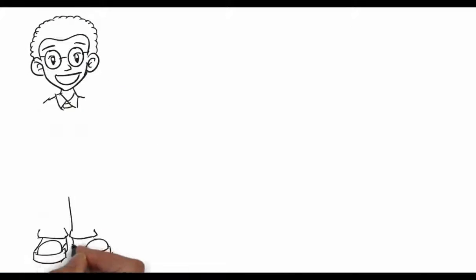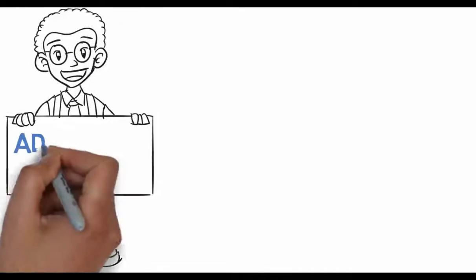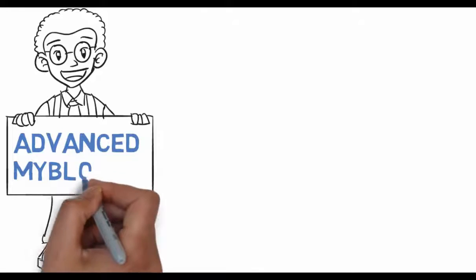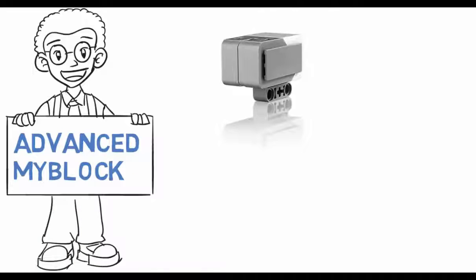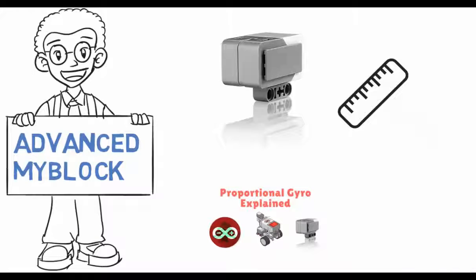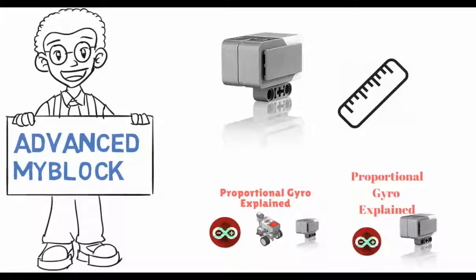Hey there guys, what's up and welcome to another FLL tutorial where I will create an advanced myBlock that will move using the gyro sensor for a specific distance. And if you didn't watch my two previous videos, go ahead and watch them because this video is related to them.